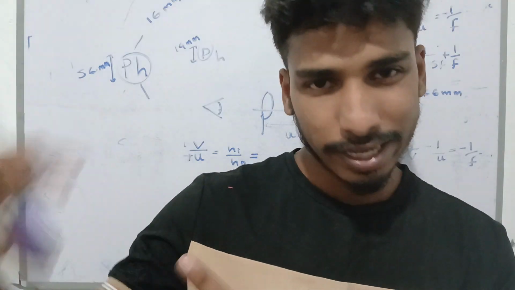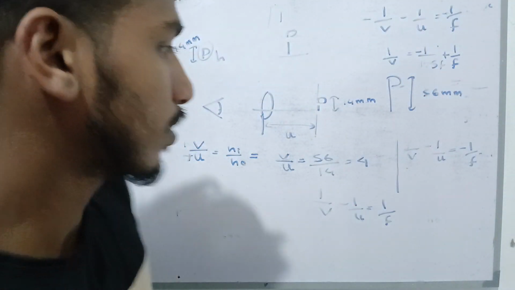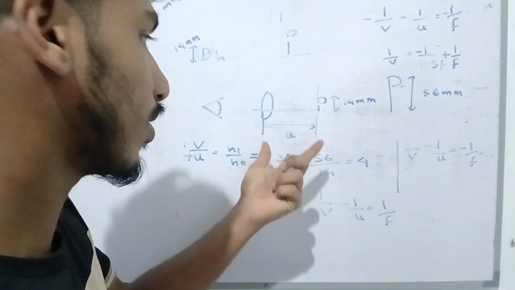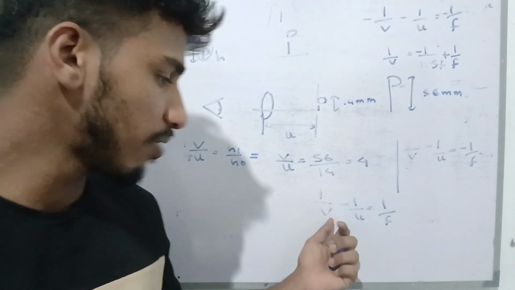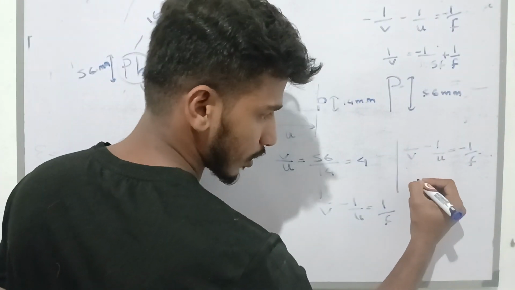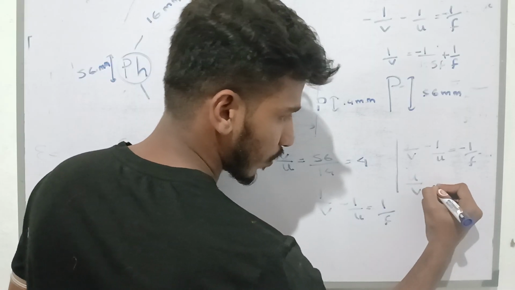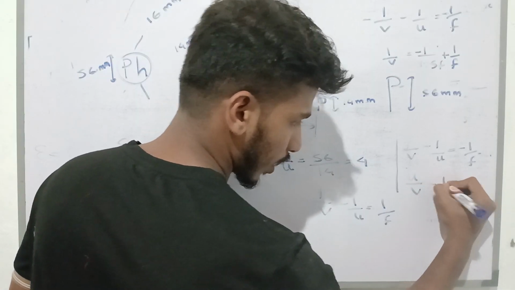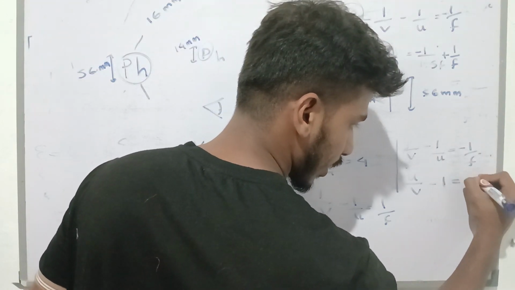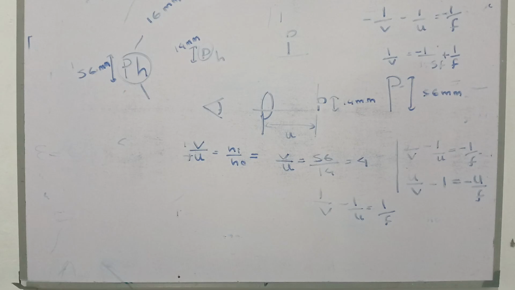Those confusions might come in the exam hall, but anyways, you'll do that easily. I'm saying, okay, I'm required to find U here. It's really a waste of time finding V here. So if I just multiply by U, I'll be having U over V, not V over U, U over V minus 1, which is equal to minus U over F. Let's see whether you can see that.